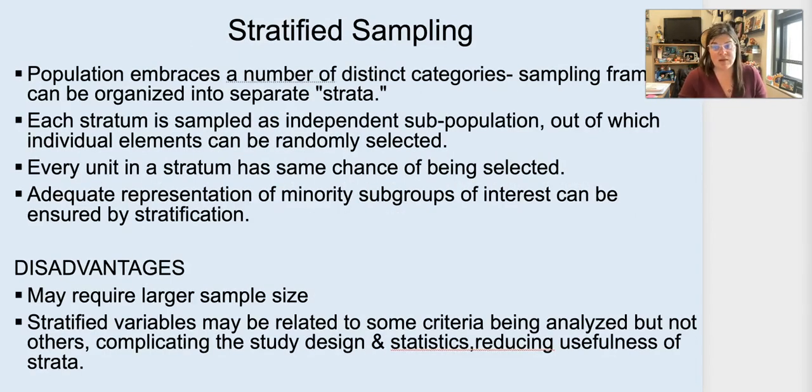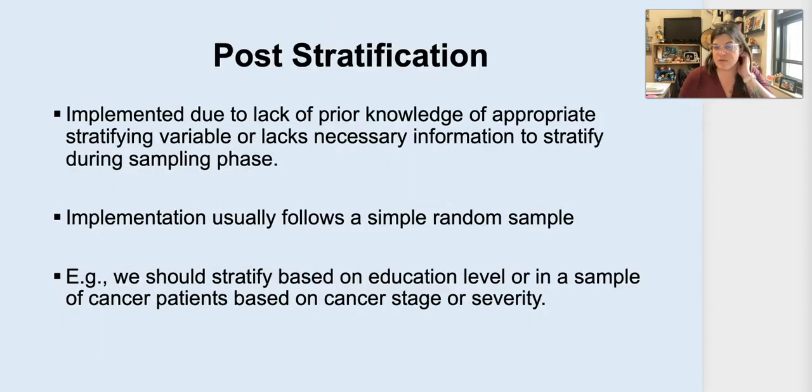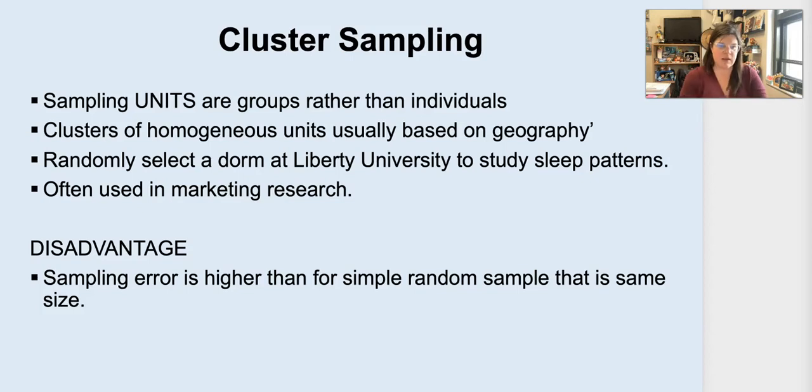And then stratified, as I mentioned, is looking at different categories to be able to get adequate representation for minorities and things like that. But it may require a larger sample size to be able to get all of those. And it may reduce usefulness. After the stratification, we may have to go back and do that again. So we should stratify based on education level, or sample cancer patients based on cancer stage or severity. So it can be tough.